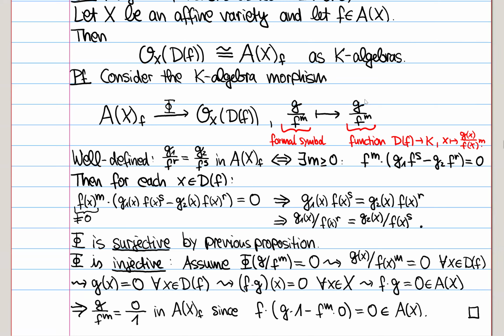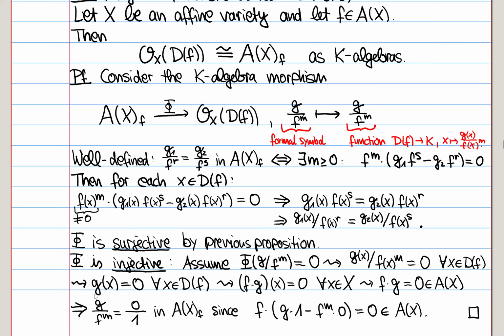So assume you have something in the kernel. So assume that g divided by f to the m gets sent to the 0 function on D_f. So in other words, if you evaluate it at any point x in D_f, you get 0. Well, but then again, f is non-zero, so we are allowed to kill the denominator. And so we just get g of x is 0 for all x in D_f. Now we want to basically conclude that g is 0. That would be perfect. But that is a bit too much to ask.